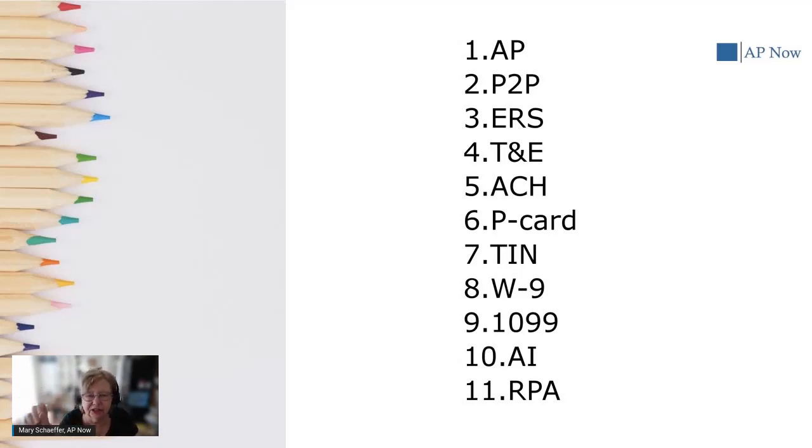1099 is an IRS form that you report income that's not reported like on a paycheck. In accounts payable, we use the 1099 MISC and the 1099 NEC primarily, but there are a whole bunch of other 1099 type forms. But the MISC and the NEC are used to report non-employee compensation.